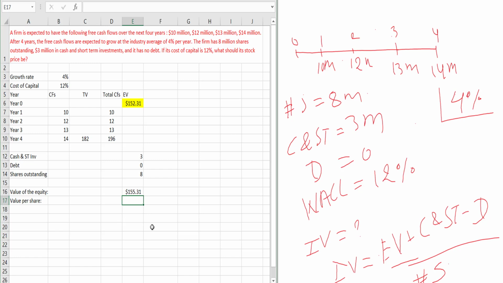And once you compute the value of the equity, you can divide this value of equity by the number of shares outstanding, and that gives us the intrinsic value of the stock, which is 19.41 for this example.